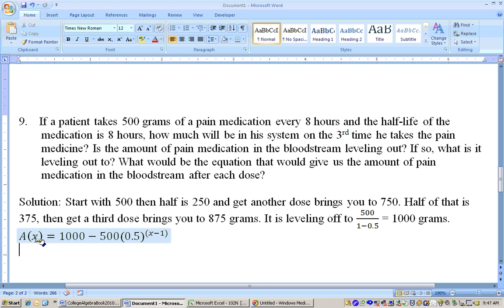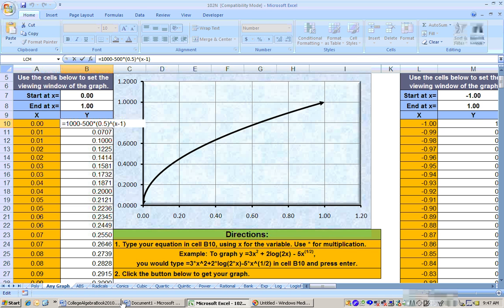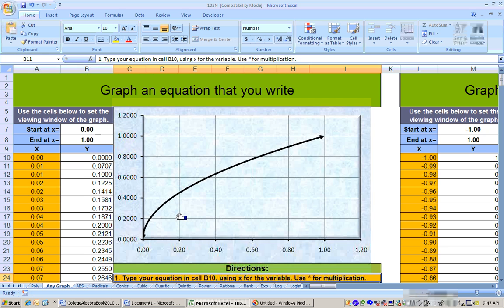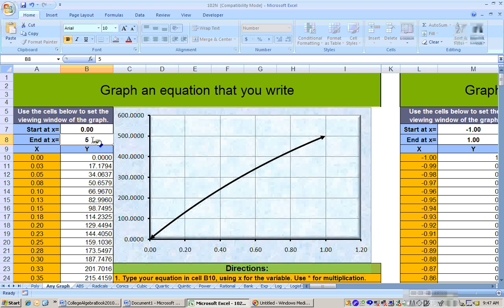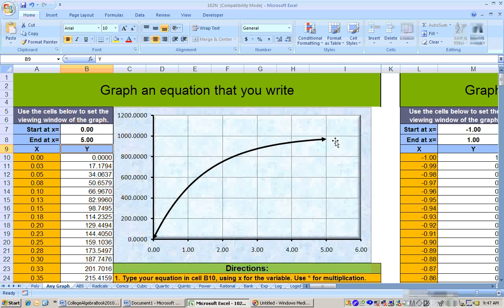So I'll go to the Excel sheet, and I went to the AnyGraph sheet, and right here in cell B10 I typed equals 1,000 minus 500 times parentheses 0.5 raised to the power of parentheses x minus 1. Hit enter, and I'll go down and click here to get graph. And if I check this, let's just go 1 to 5, and we can see that it looks like it's leveling off to 1,000.